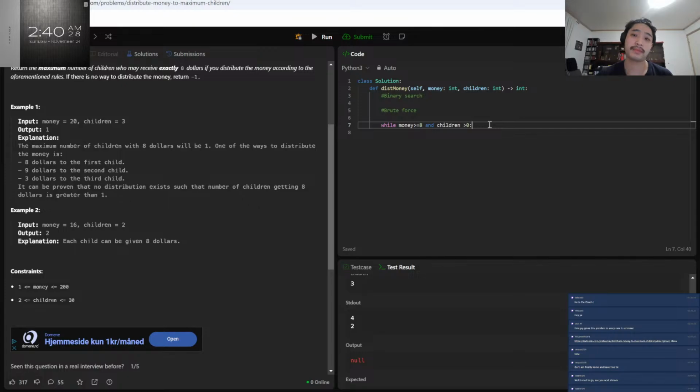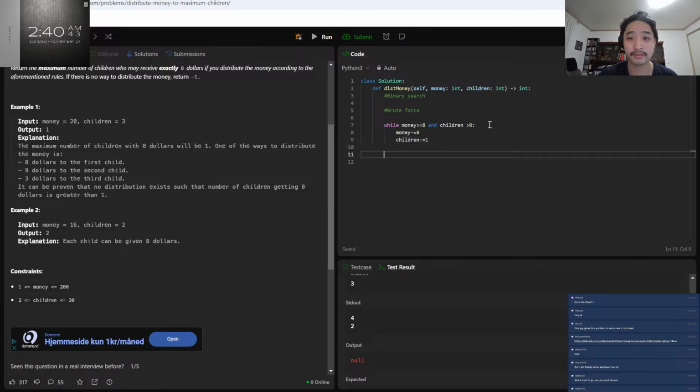Okay. Money minus equals 8, and children minus equals 1, and just see what happens at the end.